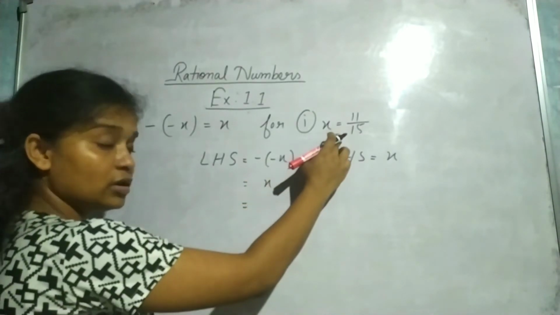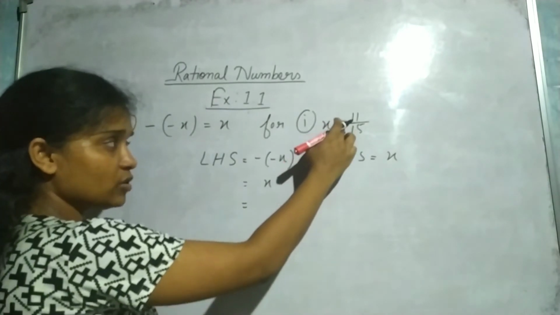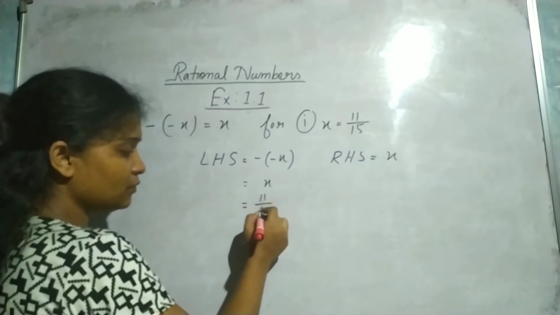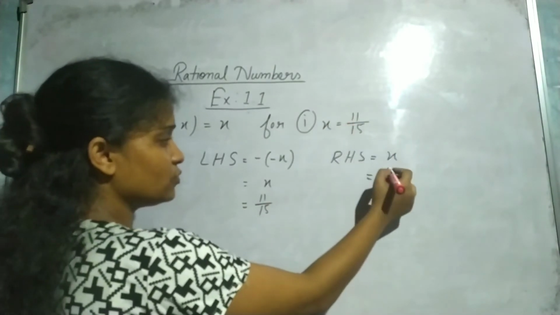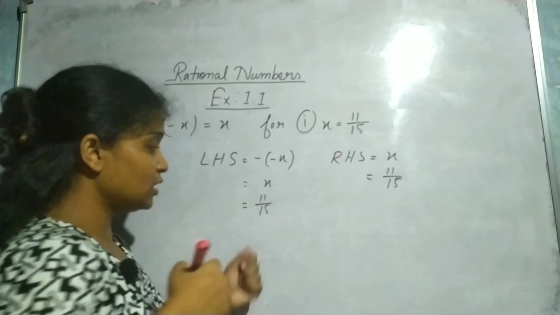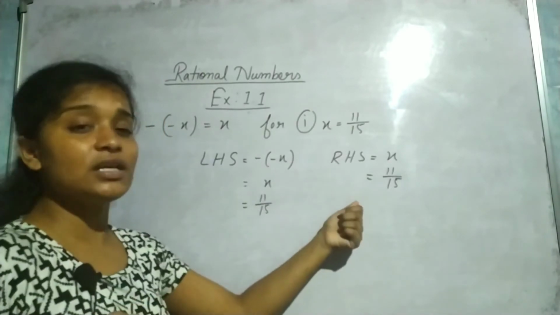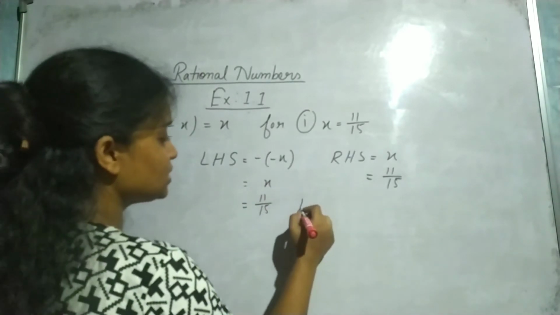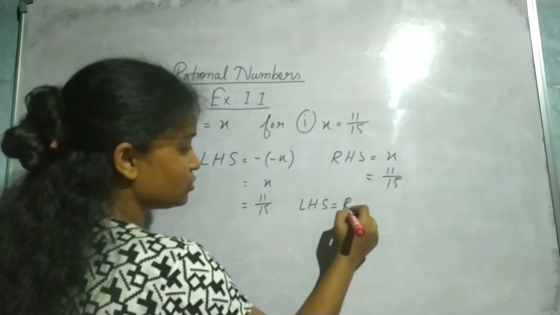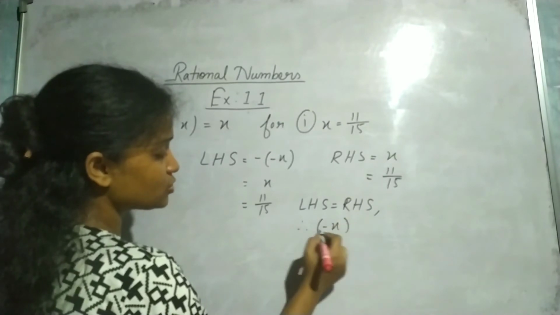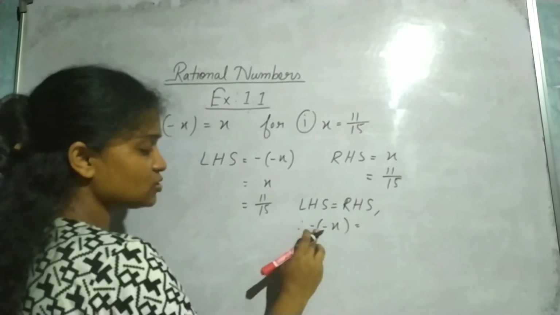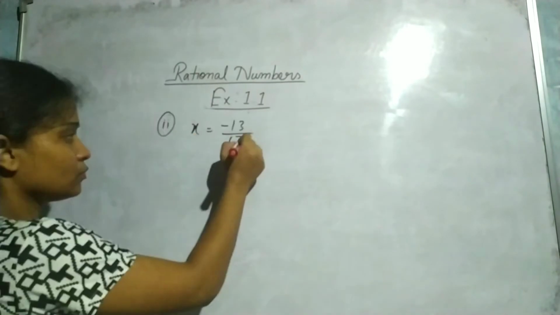Now what did they tell us to put? x equals what we need to put? 11 by 15. In the right hand side also there is only x, no? So x is also 11 by 15. Now look here, the left hand side is equal to the right hand side. So I can say that left hand side is equal to right hand side. Therefore minus of minus x is equal to x.